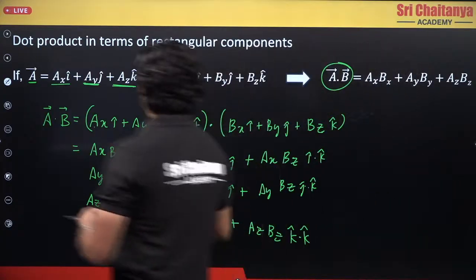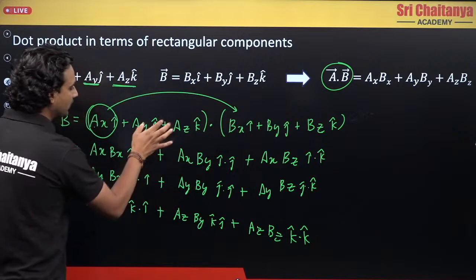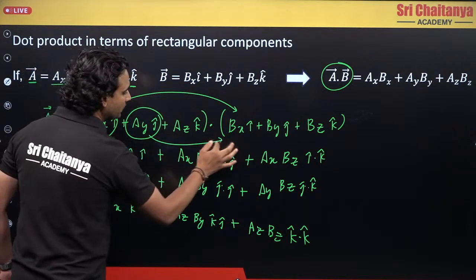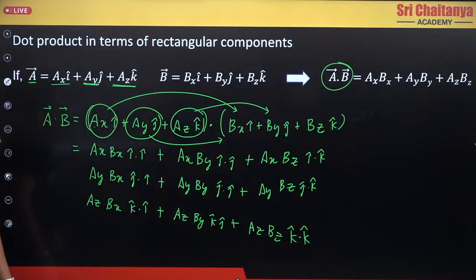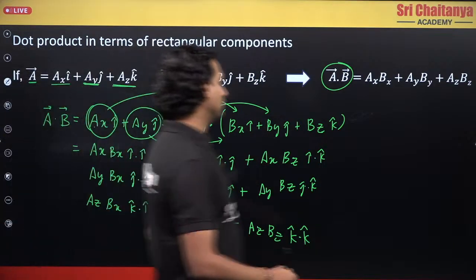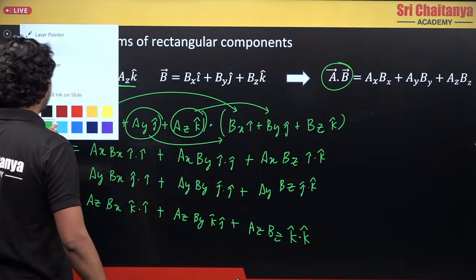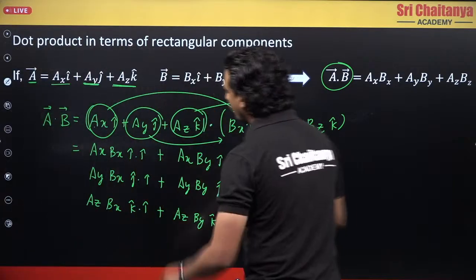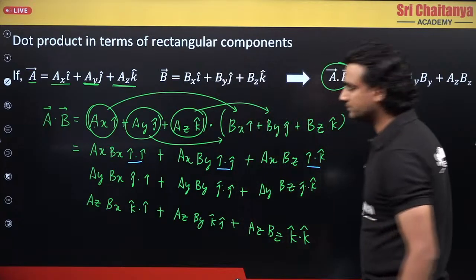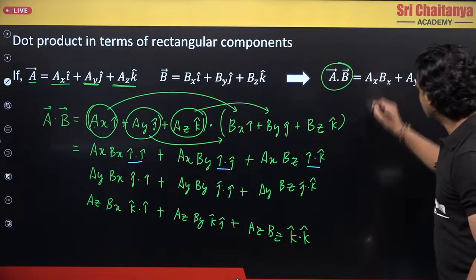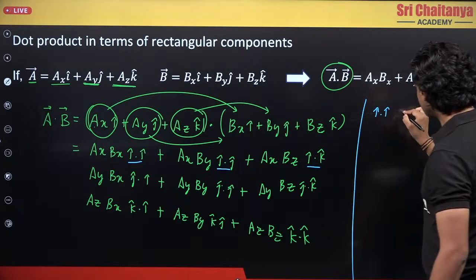Each term got multiplied with 3 terms, and that is why I get 9 terms. Now let's understand. What I will try to find is what is this i dot i, what is this i dot j, what is this i dot k. So let's first find what is i dot i.